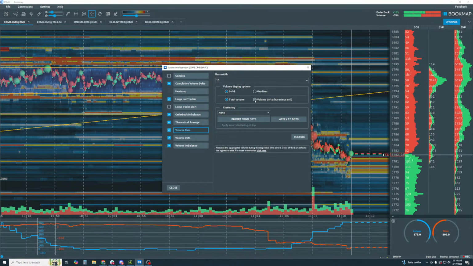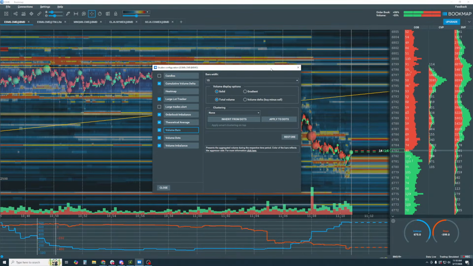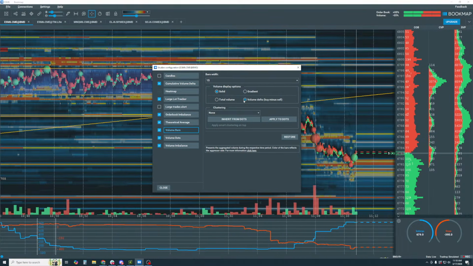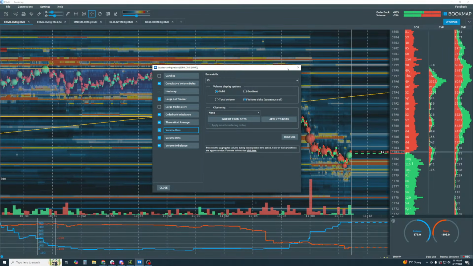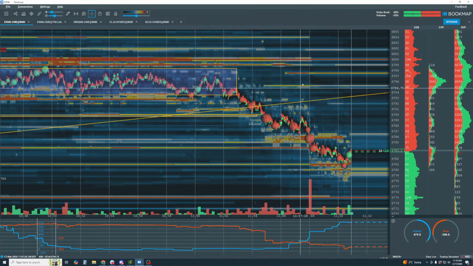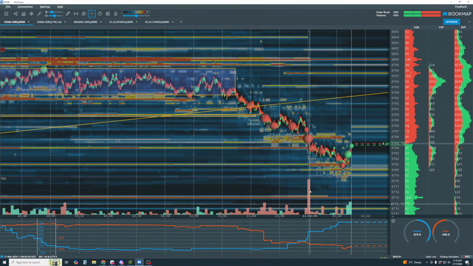Or just go with the buy minus sell here. Now just note that it's buy minus sell. Okay, so it's not total volume, but the distinction in the delta is really good. It's really nice. Okay, we know that there's clearly a lot more sellers in here than buyers.